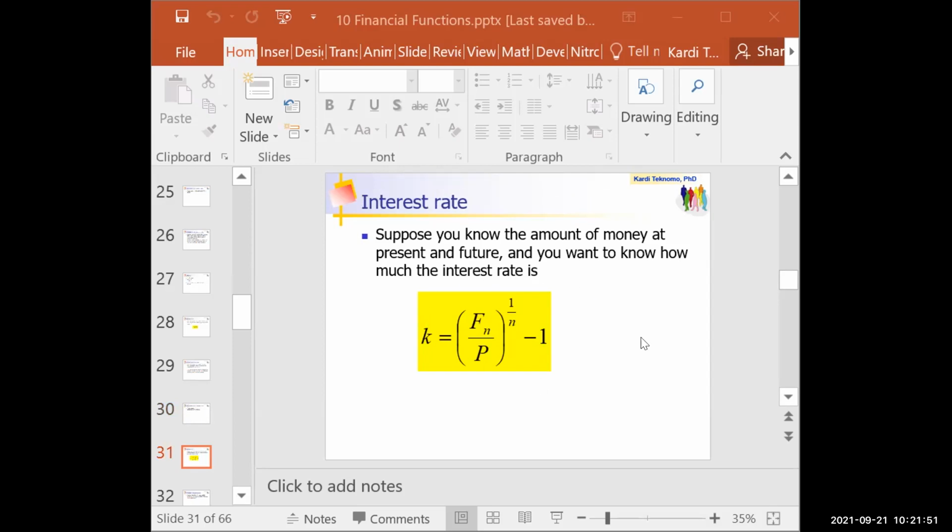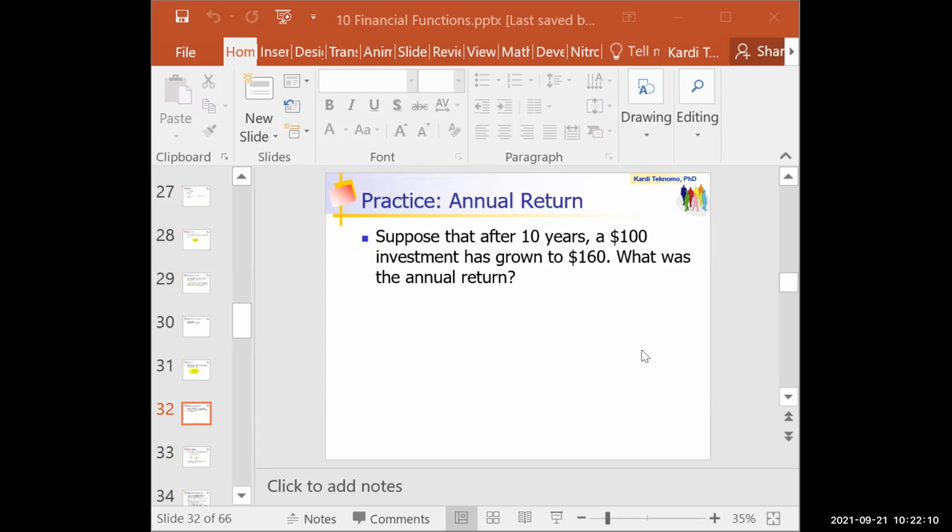So this is the formula a while ago that I discussed, that I put in the revision. Suppose you know the amount of money at present and in the future, and you want to know the interest rate. So this is the formula. Suppose that after 10 years, your $100 investment has grown to 160. Then you ask, how much is the annual return? Anyone can calculate this?